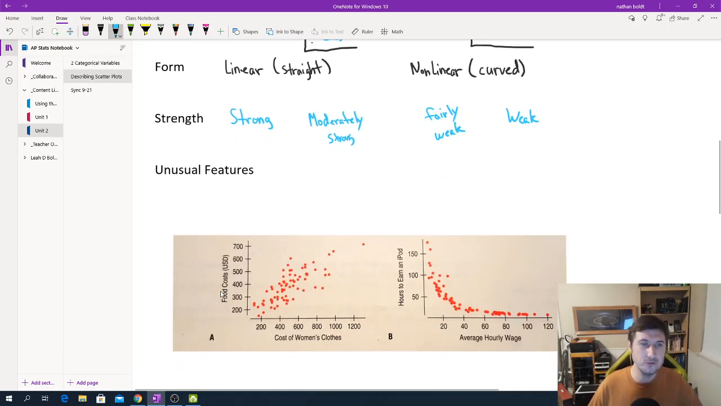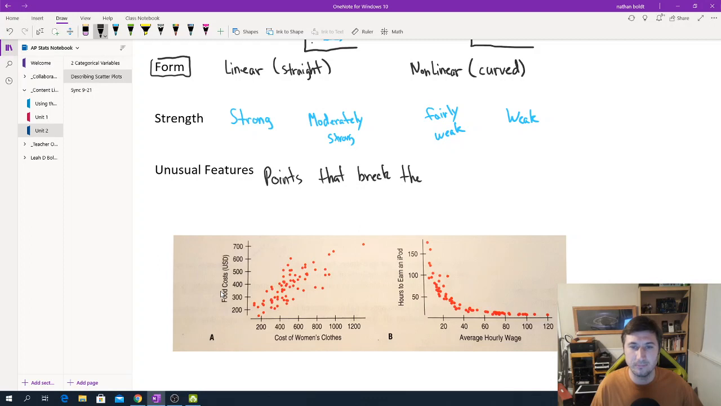All right, unusual features. So if there are points that break the form, points that break the form. Something that doesn't fit. Think some kind of outlier. Okay? And we'll see a few examples of that here in a bit.